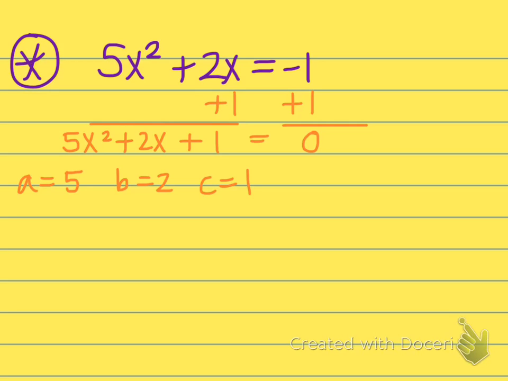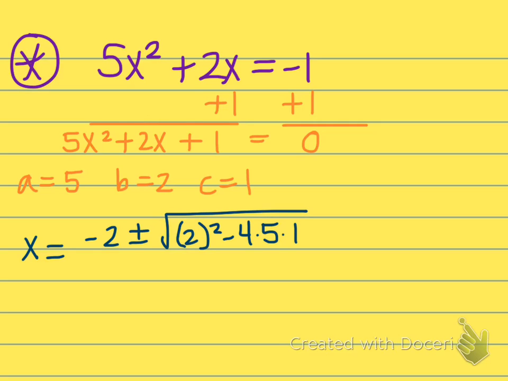Now, substituting into the quadratic formula, I have x equals negative b plus or minus square root b squared minus 4ac all over 2a. Now, once again, I'm going to simplify the radical first. So I'm going to determine what I get when I do 2 squared minus 4 times 5 times 1. Now, I know 2 squared is 4. And 4 times 5 times 1 is 20. So 4 minus 20 makes me take the square root of a negative 16.